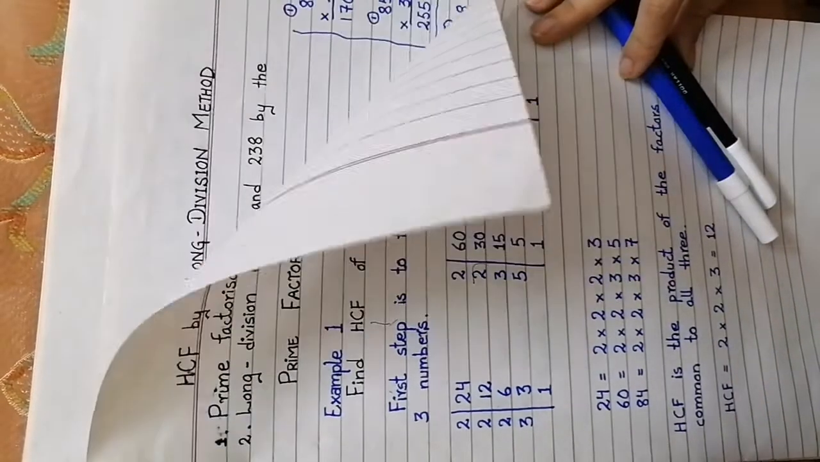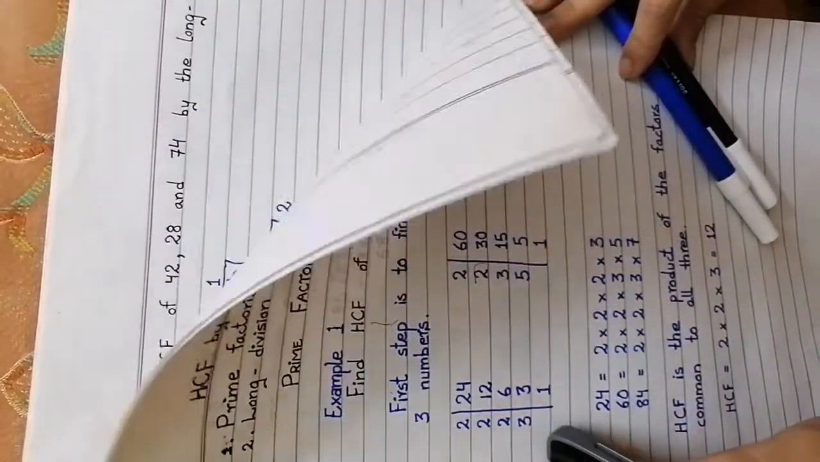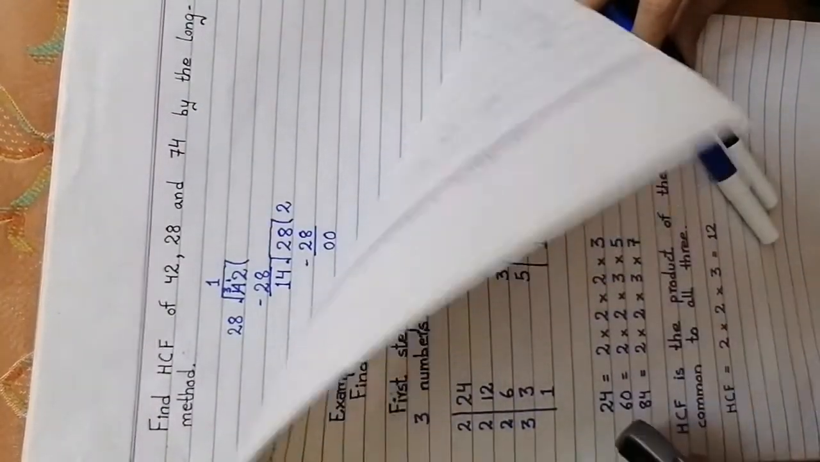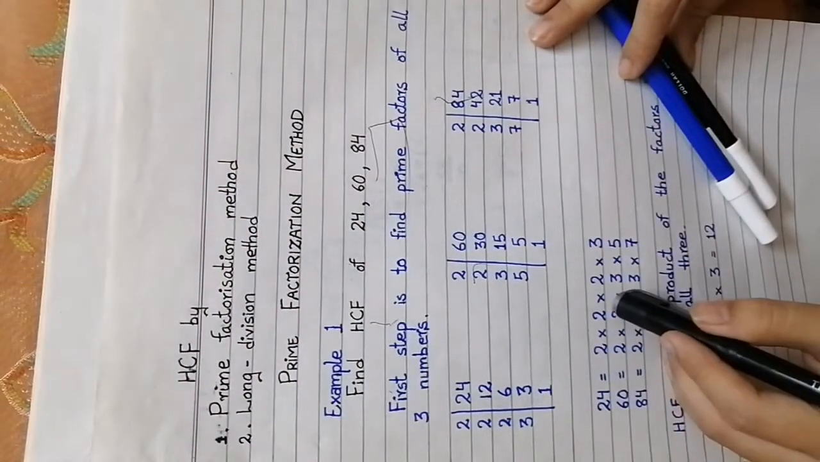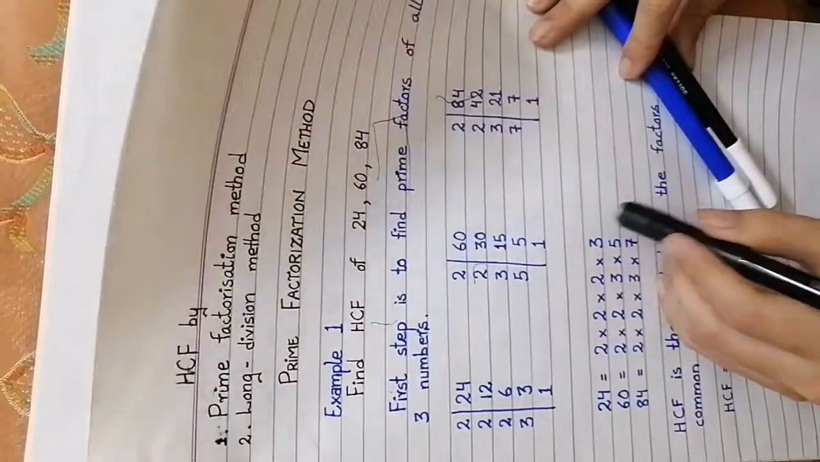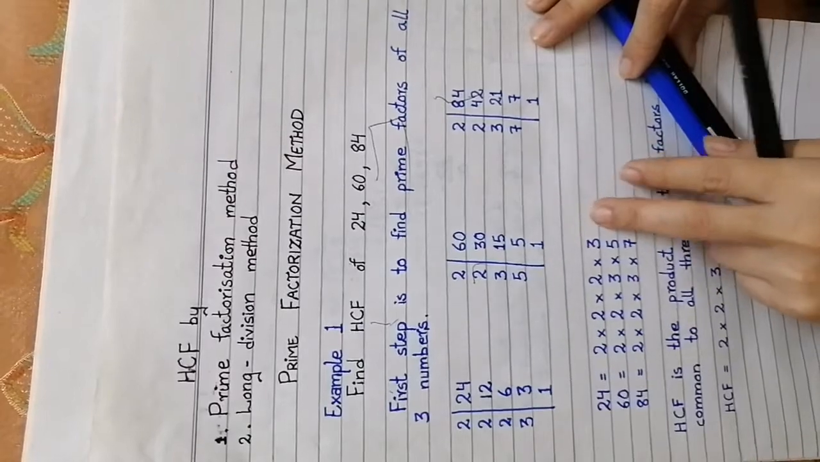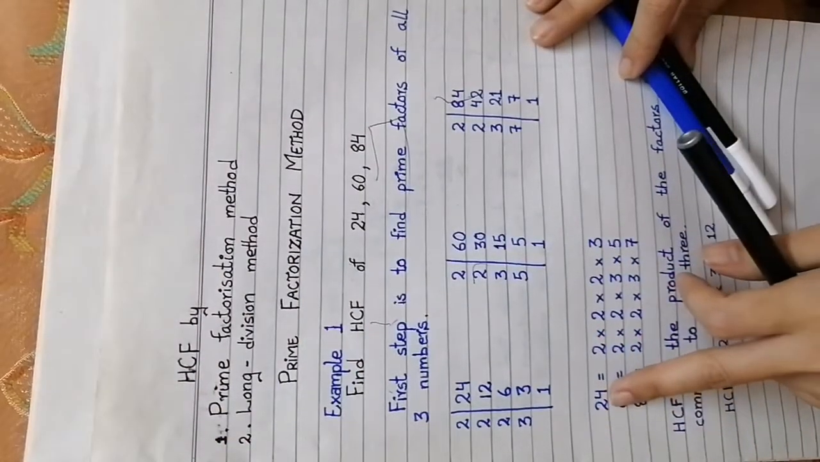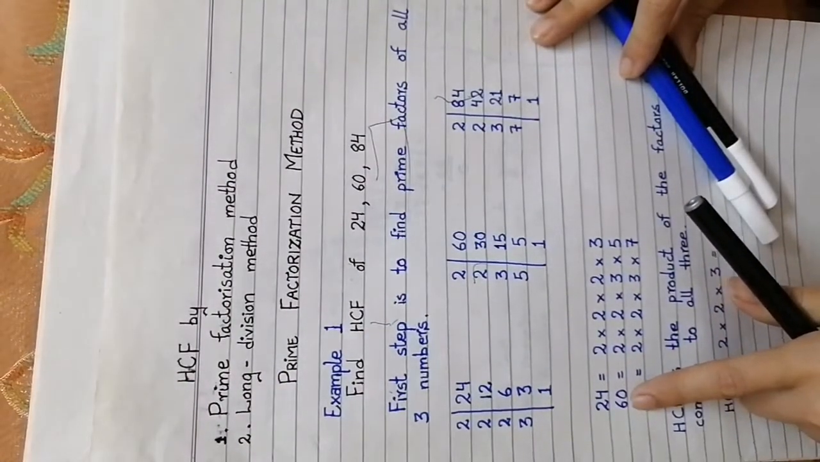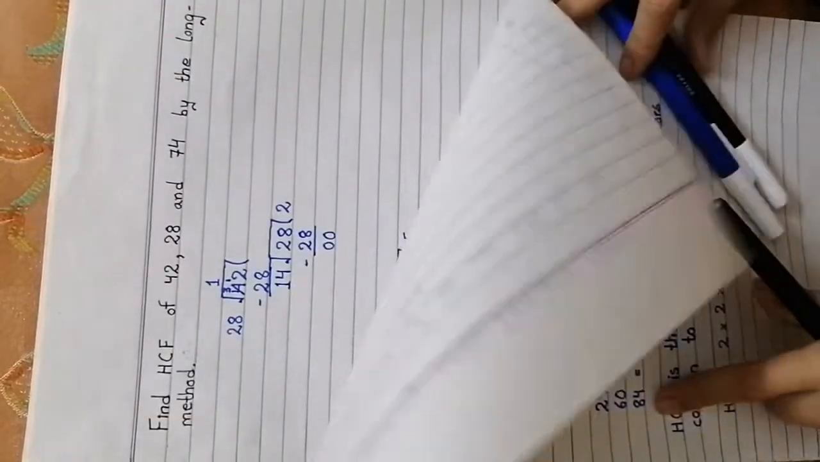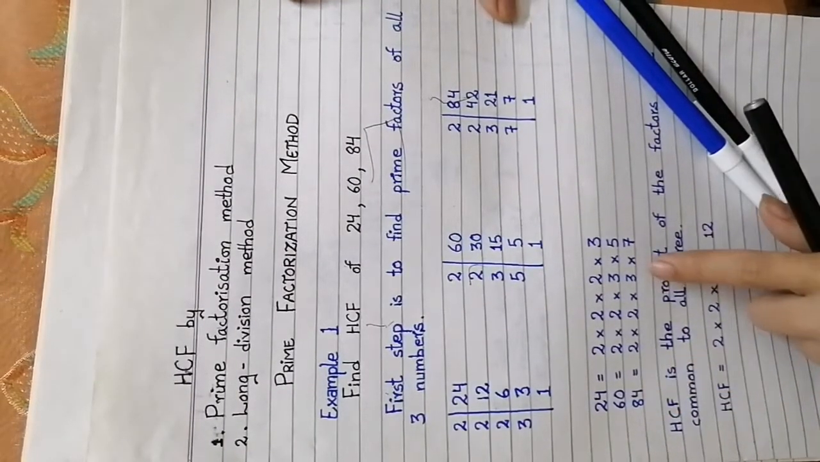Now next step is we have to write the prime factors as a product of all numbers. Like 24 is equal to 2 multiply by 2 multiply by 2 multiply by 3. What we are doing in this step, we are writing the factors of 24 as a product. Now we will write factors of 60 as a product and factors of 84 as a product.